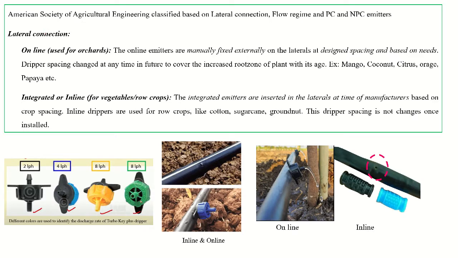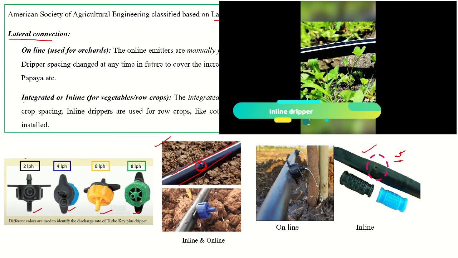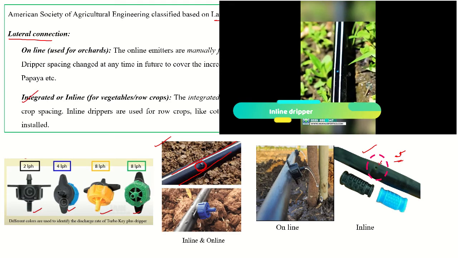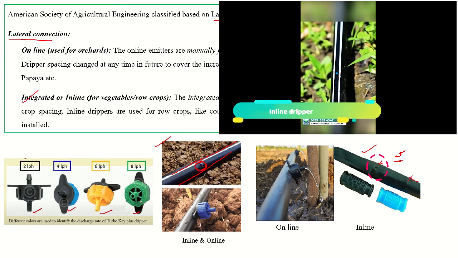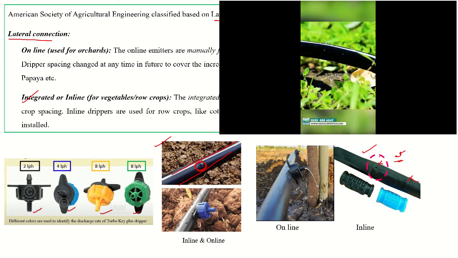Next, the American Society of Agricultural Engineers, ASAE, also classified the emitters based on lateral connection, flow regime, and pressure compensation or non-pressure compensation. Let us discuss lateral connection. Let us see this picture. These are the laterals, and here the emitters are fixed internally at the time of manufacturing. This type of emitter is called an integrated or inline emitter. In this type, the spacing along the lateral is constant and not changed. It is fixed at the time of manufacturing only.